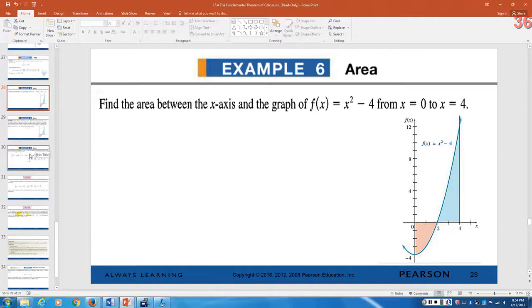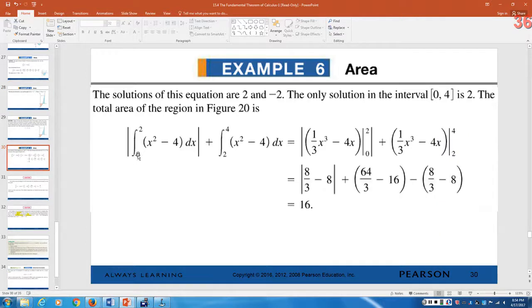What you want to do is break that area up and go from 0 to 2 where it crosses the x-axis, and then from 2 on to 4 where it rises above the x-axis, and take the absolute value of those areas, make sure they're both positive. So when you finish out these calculations, it comes out to be positive 16, which is what it should come out to be. Okay? And you don't have to worry about this area coming out negative, it won't, but this one will.